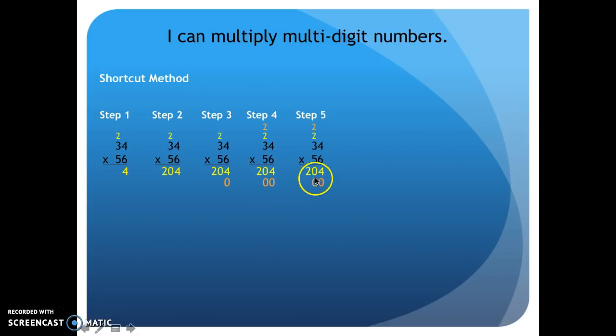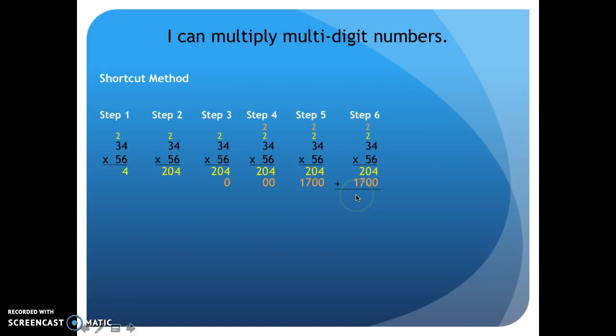Okay, so I'm going to rewrite what I already have. You will not have to do this. So we did 5 times 4. Now we're going to do 5 times 3 plus the 2 that we carried. So 5 times 3 is 15 plus 2 is 17. So now I've got 204 and 1700.